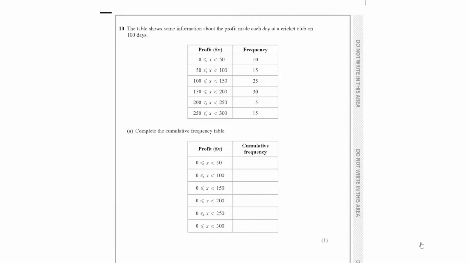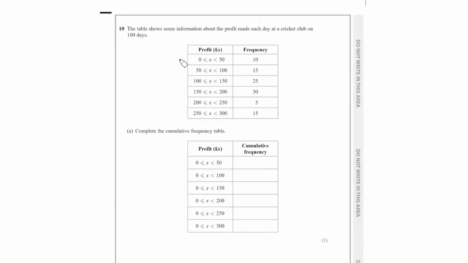Okay, question 10. The table shows some information about the profit made each day at a cricket club on 100 days. So we've got another frequency table, but now this frequency table is actually being used in the context of cumulative frequency. This is another topic that is just really easy marks if you just memorize what to do. Really easy marks. So complete the cumulative frequency table for 1 mark.